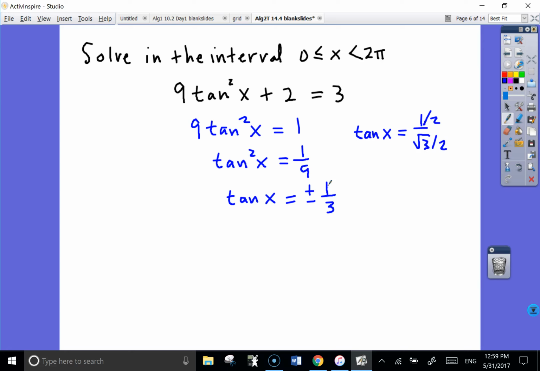So let me make two equations out of this. Tan x equals 1/3, and tan x equals negative 1/3. Okay, then how do we solve for the x? Say again? Yeah, use a calculator. I mean, at that point, we're going to have to say x equals the tan inverse using the calculator.